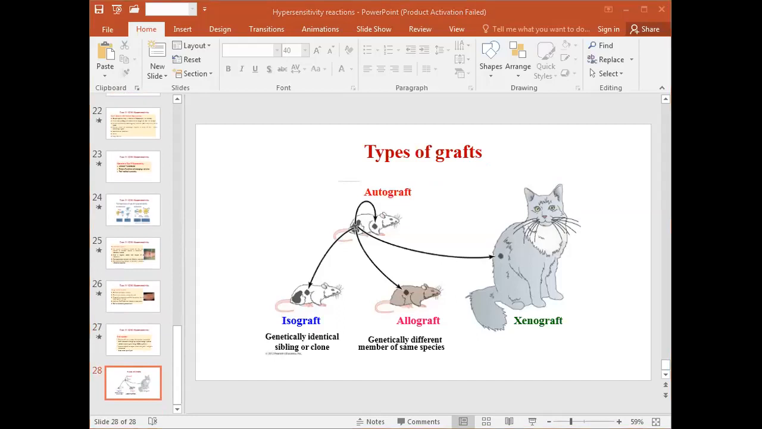An allograft is a transplanted organ or tissue from a genetically non-identical member of the same species. In most human tissue or organ transplants, these are allografts. In contrast, a transplanted organ or tissue from a genetically identical donor, that is from an identical twin, is known as an isograft. Means it is a genetically identical donor, like a sibling clone. A transplant from another species is termed a xenograft. So this is a different species.